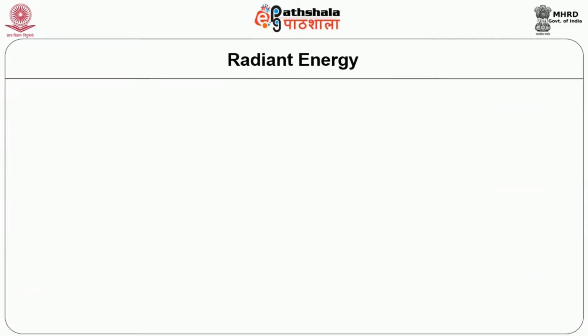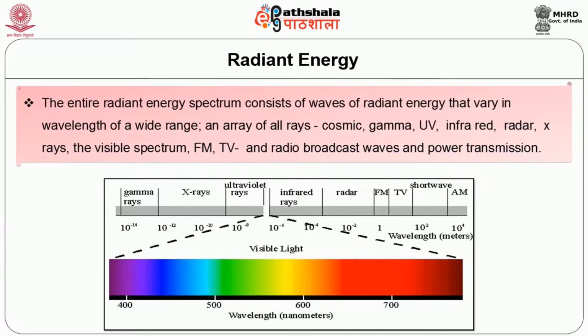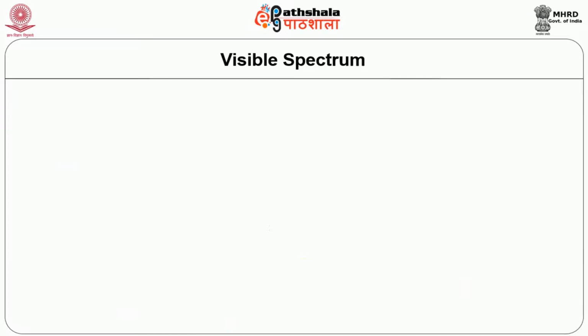A recap on the visible spectrum will guide you better. Light is visually evaluated radiant energy, which is electromagnetic, which moves at a constant speed in vacuum. Have a look at the image. The entire radiant energy spectrum consists of waves of radiant energy that vary in wavelength over a wide range, an array of all rays: cosmic, gamma, UV, infrared, radar, X-rays, the visible spectrum, FM, TV and radio broadcast waves and power transmission. But what is visible spectrum?